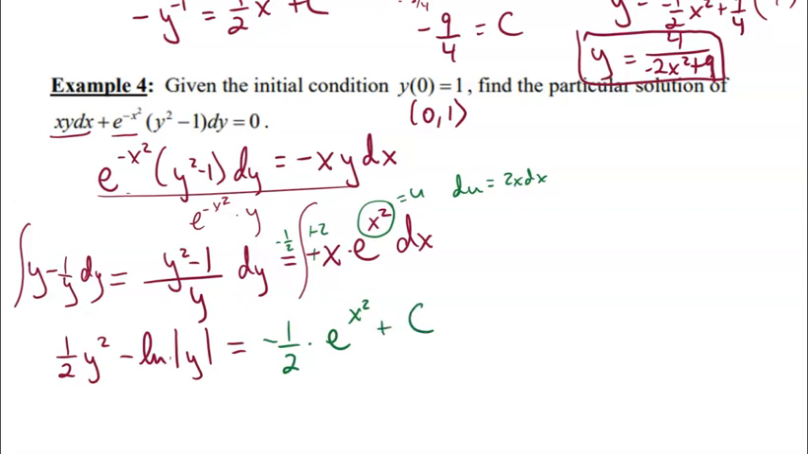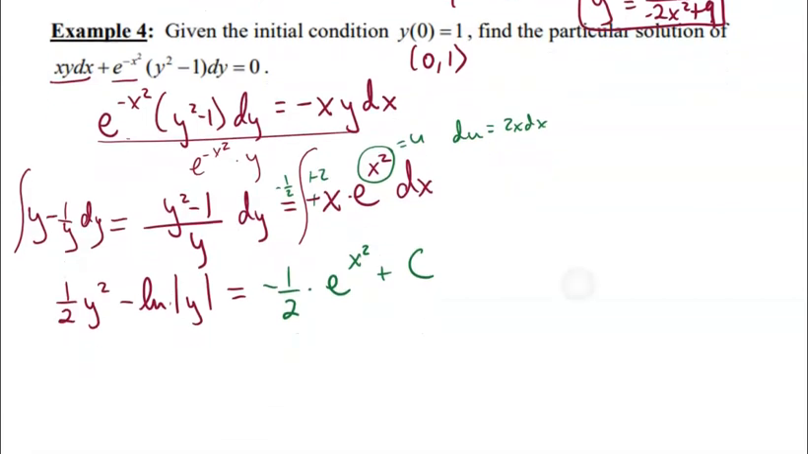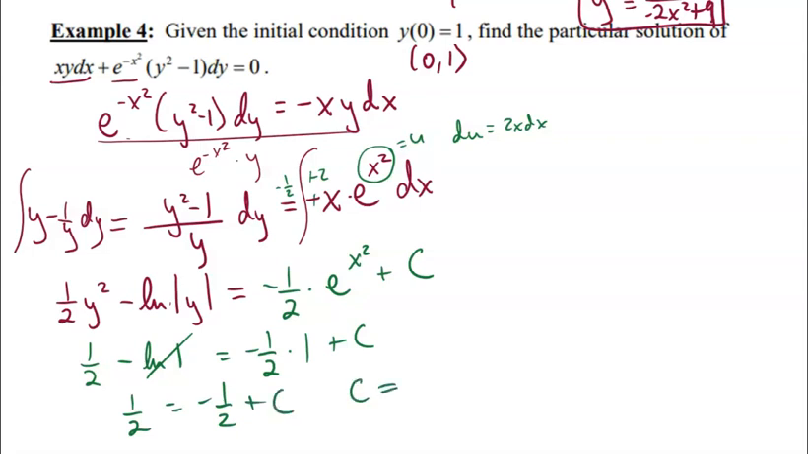And at this step, I'm going to plug in my ordered pair, 0, 1. Also I think this might be towards the bottom of the page, so apologies if you run out of room. Okay, so I have 1/2 times 1, so 1/2 minus natural log of 1, which we know to be 0. So that disappears. And then -1/2 times e to the 0 is 1, plus c. So I have 1/2 equals -1/2 plus c, meaning that c is +1.